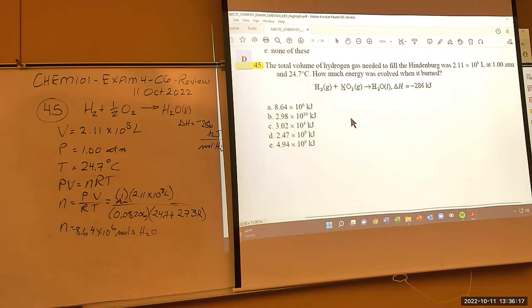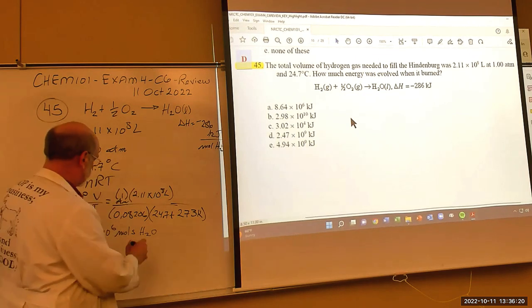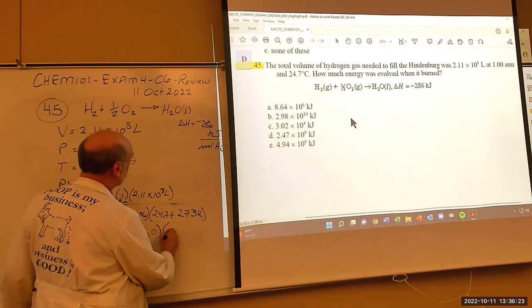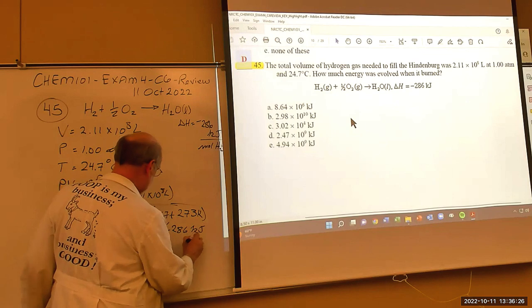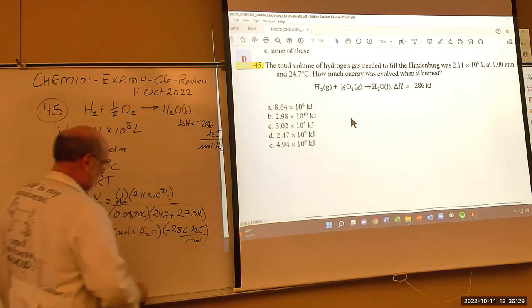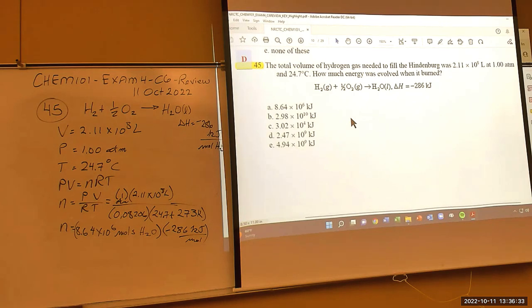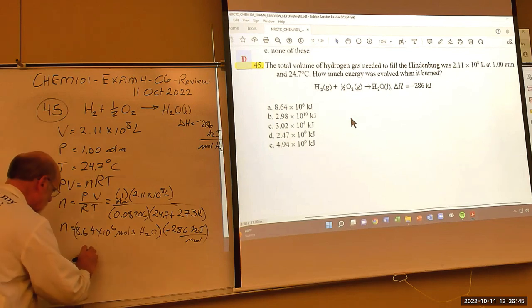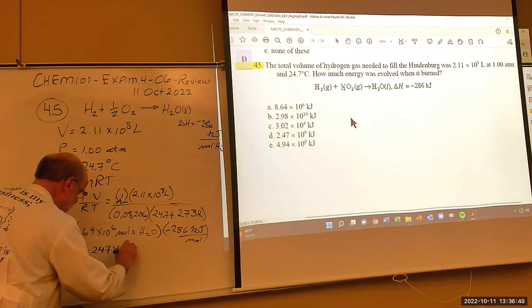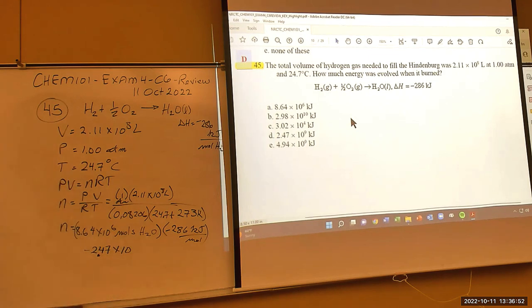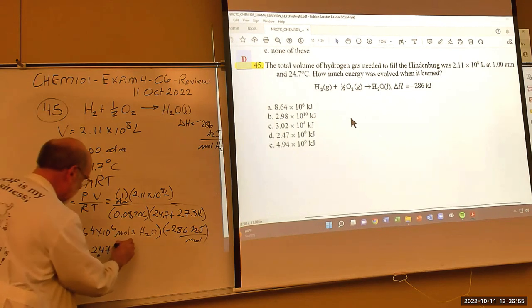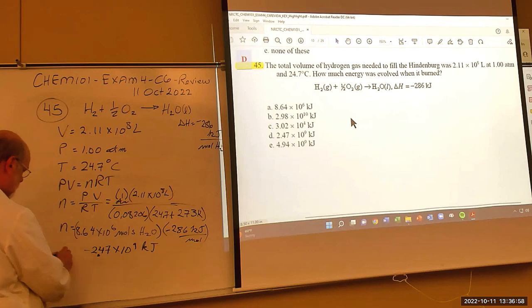Now we want to convert that to kilojoules. There's our factor: minus 286 kilojoules per mole. So minus 286 times that. And I get, let's see, it's in scientific notation in kilojoules, so all I have to do is say minus 2.47 times 10 to the 9 kilojoules. And that's the heat.